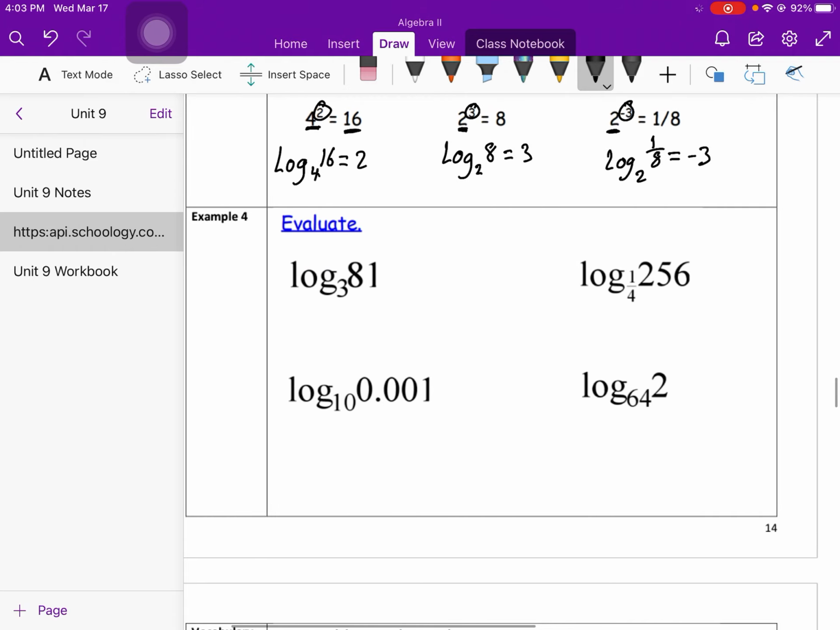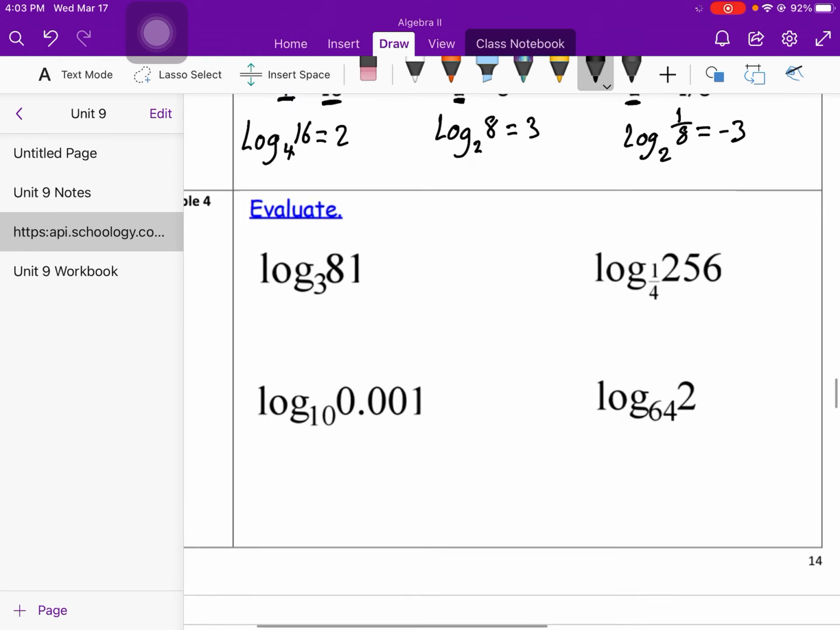We can also evaluate logs, and we're going to need to be able to do a lot of these by hand. So what we do when you don't know what the exponent is, you set it equal to x. So we have log base 3 of 81 equals x. So each of these, we don't know what the exponent is, so we're just going to put equals x, and our goal is to solve for x.